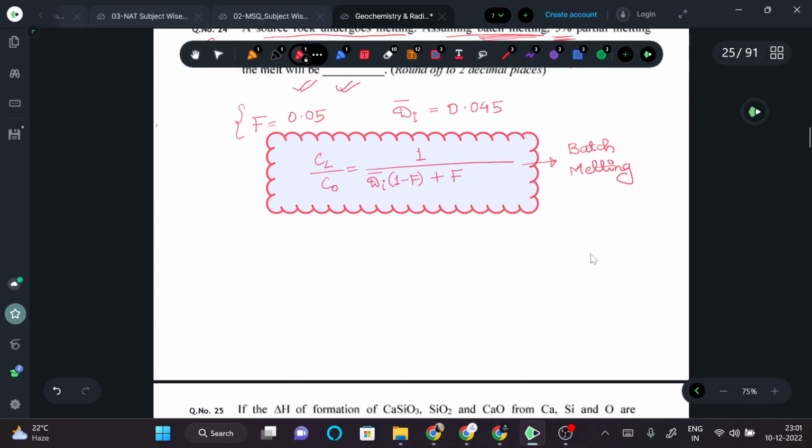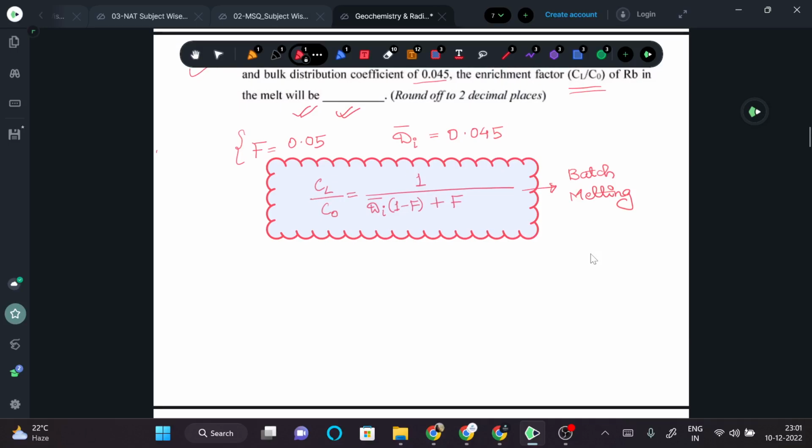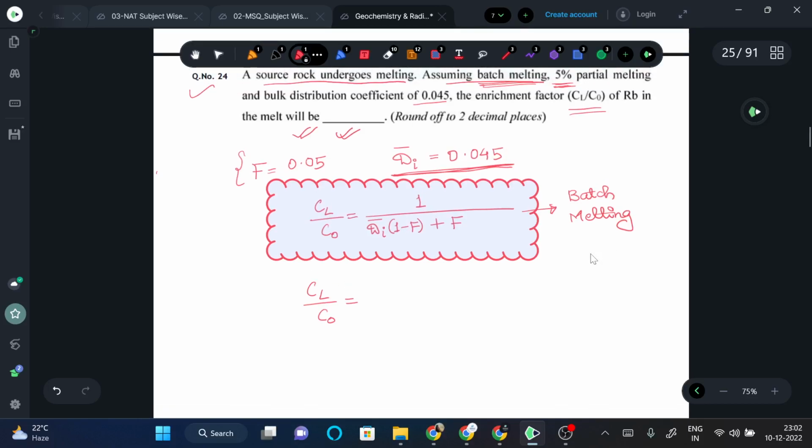Now you can just simply put the values. This is actually an easy question, as I mentioned, because here di is already given. In most of the scenarios, you need to calculate di bar. Di bar is the summation of individual di values. So here you will get Cl divided by C naught. This is what the question is asking, the enrichment factor, Cl by C naught. So this is the enrichment factor.